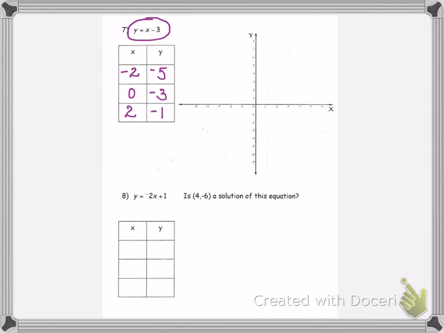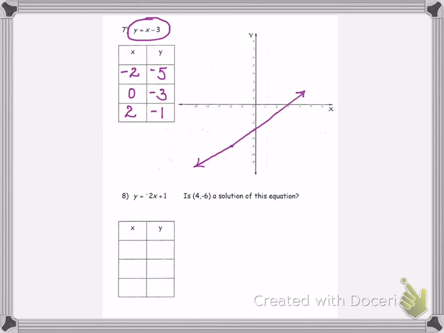I've got -2, -5. So let's go ahead and plot that. To the left 2, down 5. So we're looking at quadrant 3. The second ordered pair was at 0, -3. So no left or right, just down 3. Make a dot. And 2, negative 1 is to the right 2, down 1. So my graph will look something like that.